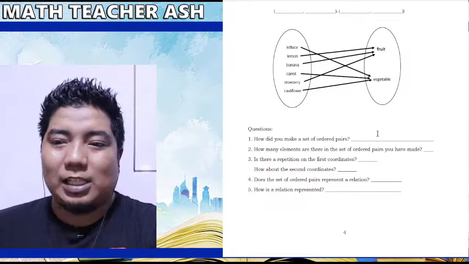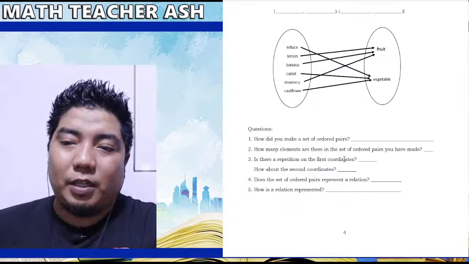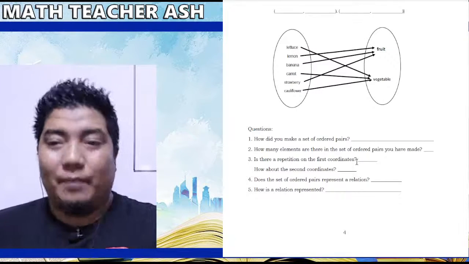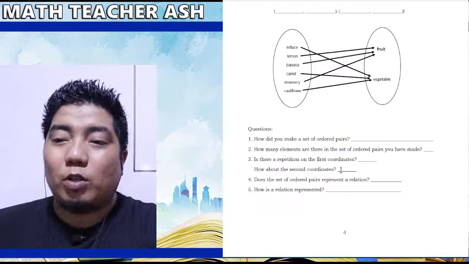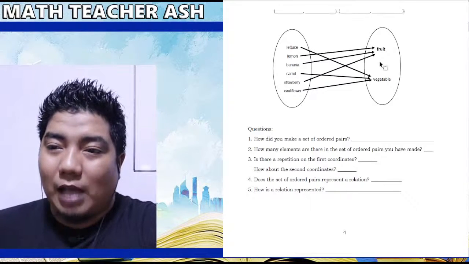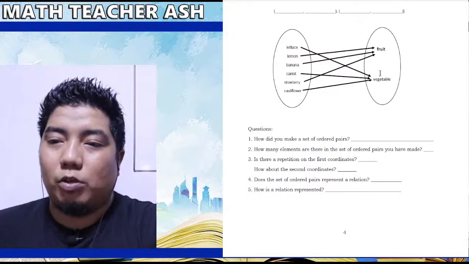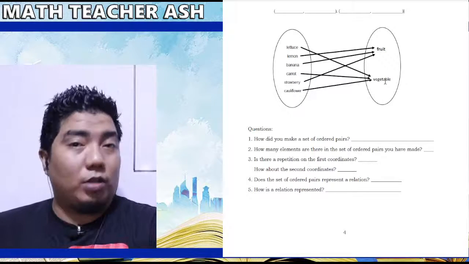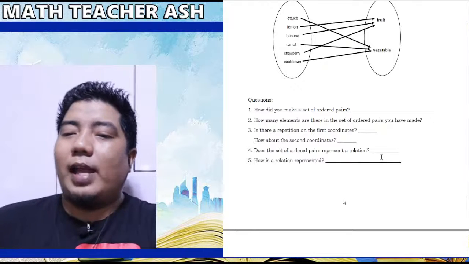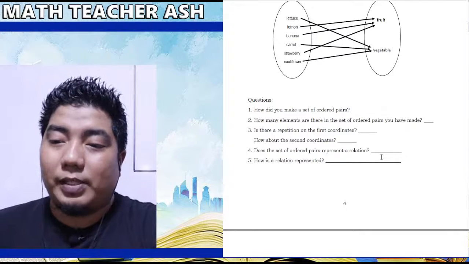Isa lang talaga, isang specific lang. So is there a repetition on the first coordinate? Wala. Alright. So how about the second coordinates? Meron, because ang daming nakakonect kay fruit, ang dami ding nakakonect kay vegetable. So may tatlo kay fruit, may tatlo din kay vegetables. Alright. Then, does the set of ordered pairs represent a relation?